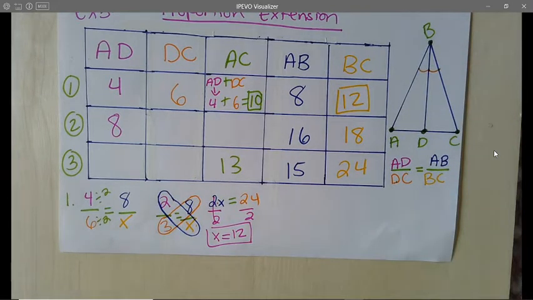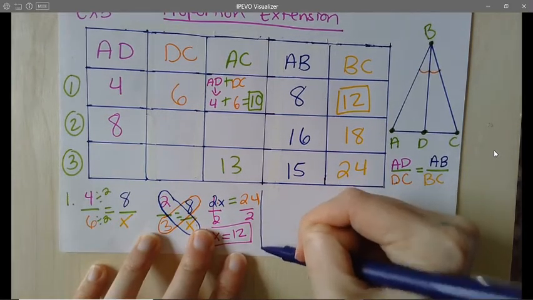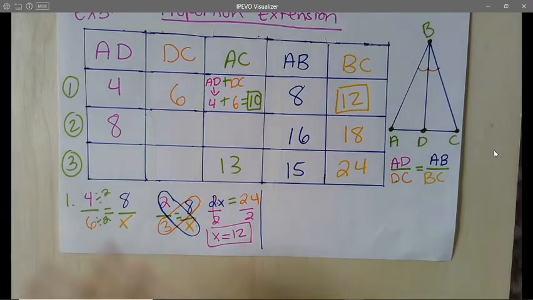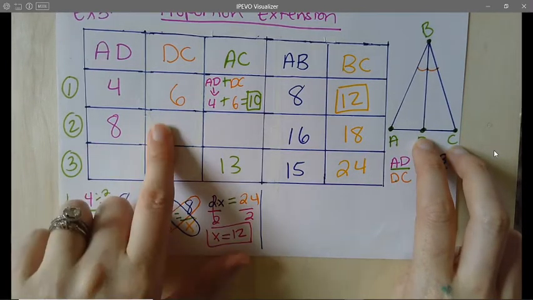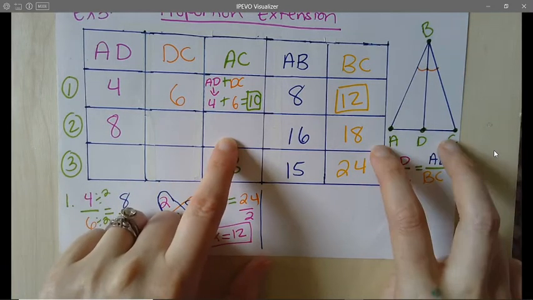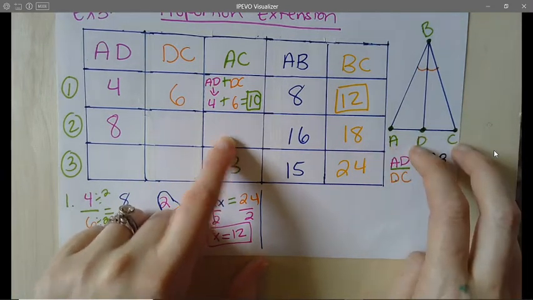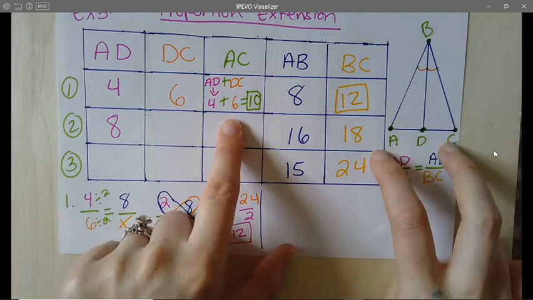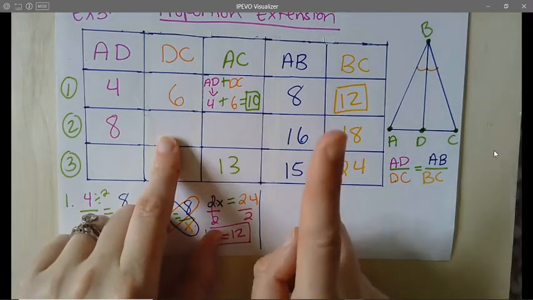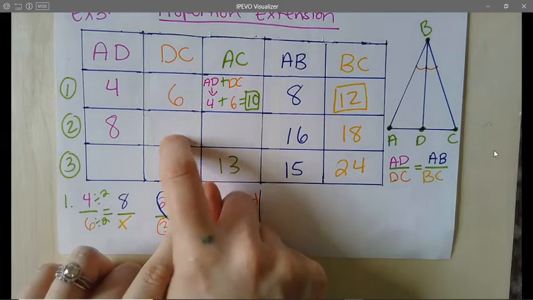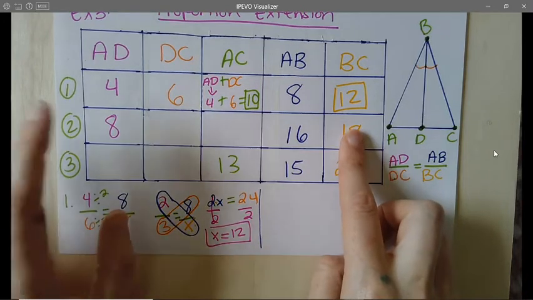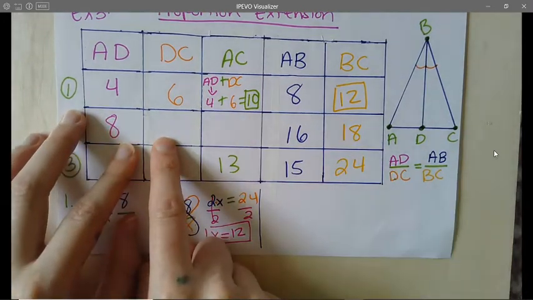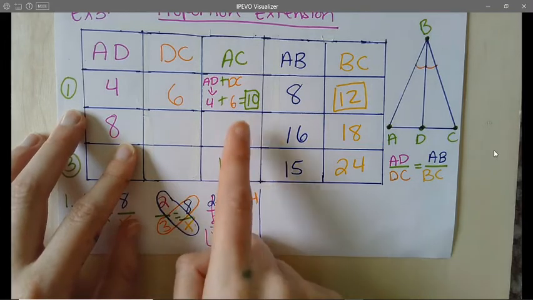Okay, well row 1 is done. So let's get going on row 2. Alright, so currently in row 2, I have AD. I don't know DC, which means I can't find AC because I need AD and DC to add together, like up here, to find AC. So currently I don't know those two, but if I know DC, then I can find AC. So I'm going to use AB, BC, and AD to help me find DC. Because after I find DC, then I can find AC.